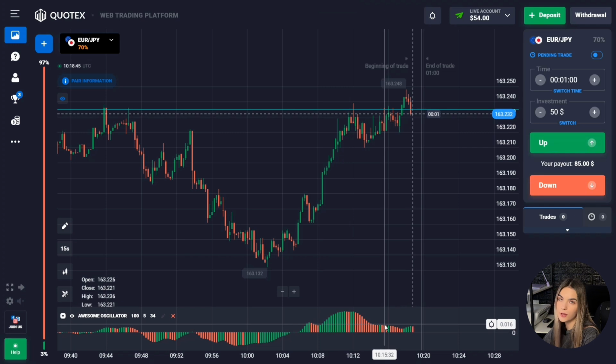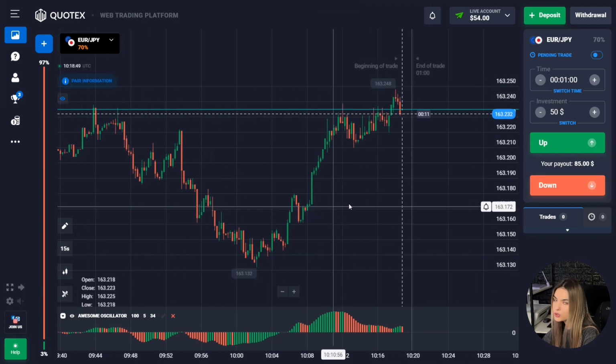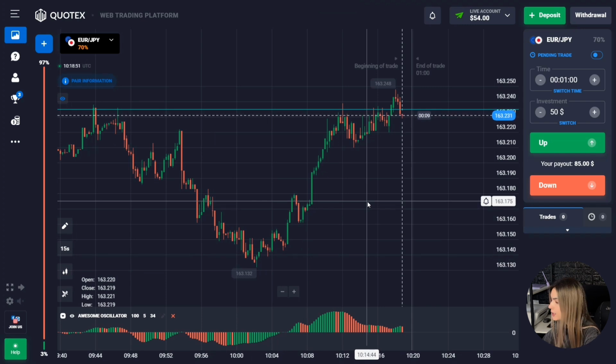Also, of course, it is important to pay attention to the support and resistance levels, also on the trading situation as a whole. Only the combination of technical analysis and the indicator together will give us a good result. So guys, let's get started.